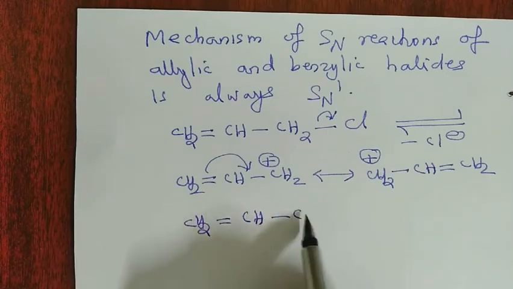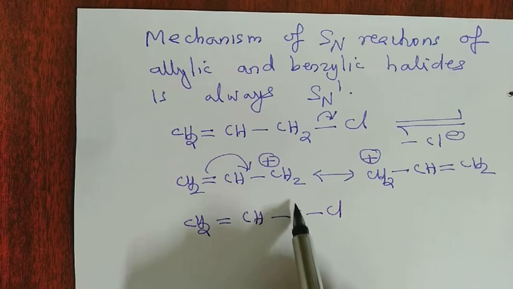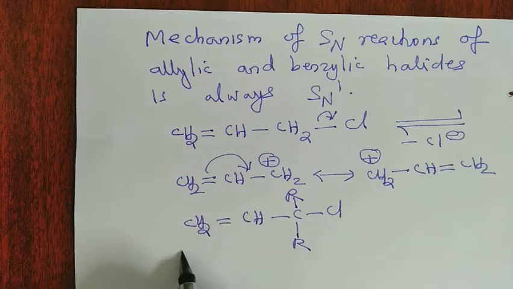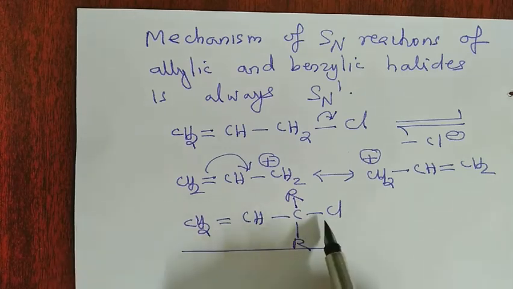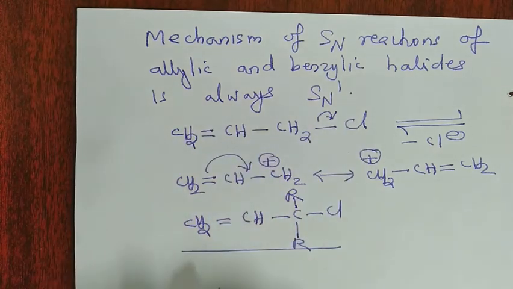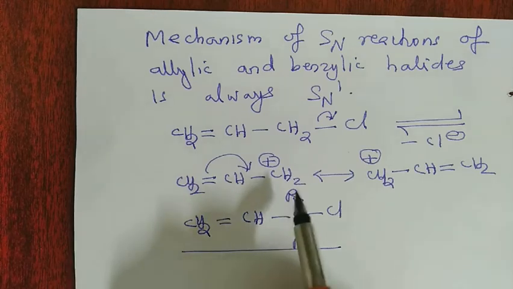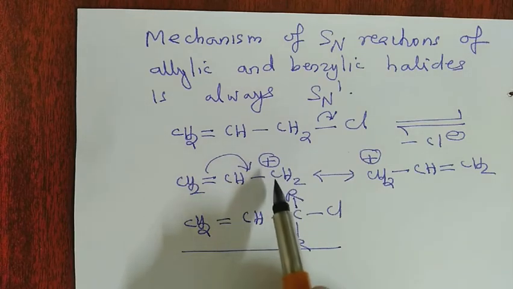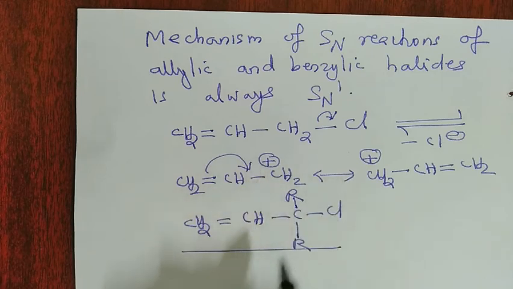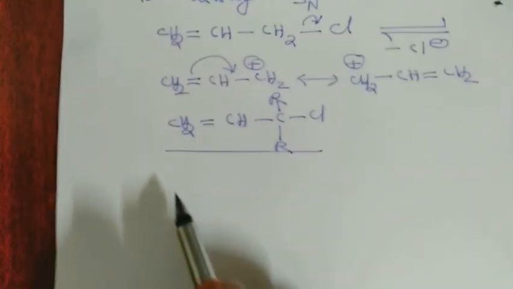CH2 double bond CH CCl. The two valencies may be satisfied by hydrogen or alkyl group. This type of compounds are called allylic halides. They always follow SN1 mechanism in their nucleophilic substitution reactions. It is due to the greater stability of corresponding allylic carbocation.